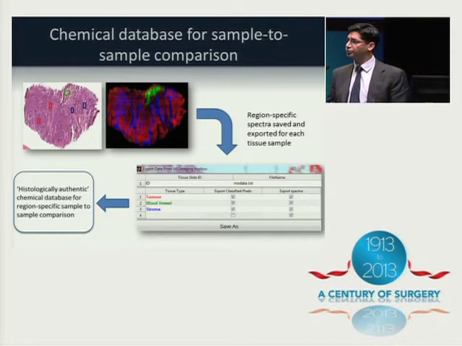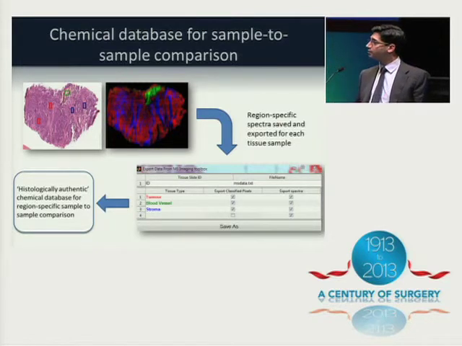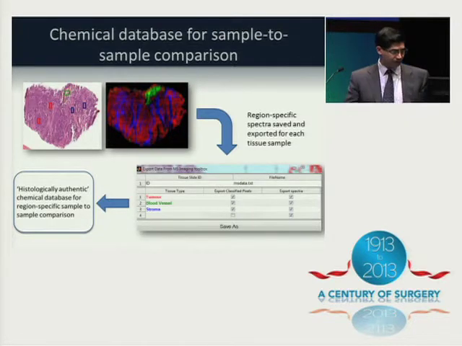We've gone on now to use this data across the entire sample set of 49 patients, including 180,000 spectra, to populate what we've referred to as a histologically authentic chemical database. This should allow novel sample-to-sample comparison based on region of interest-specific molecular ion patterns.